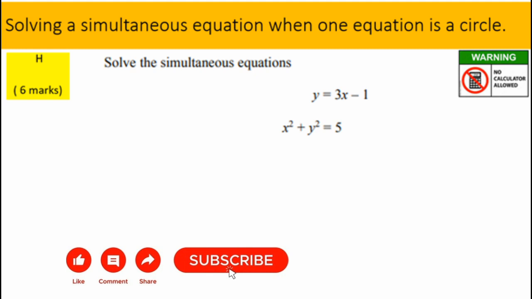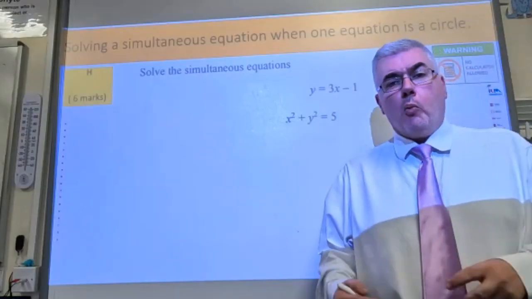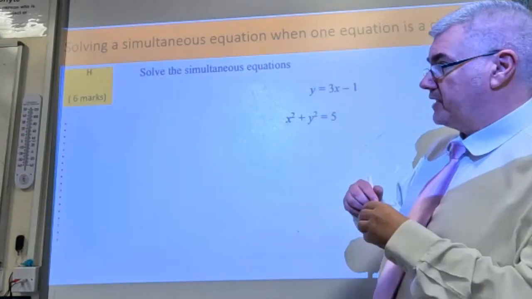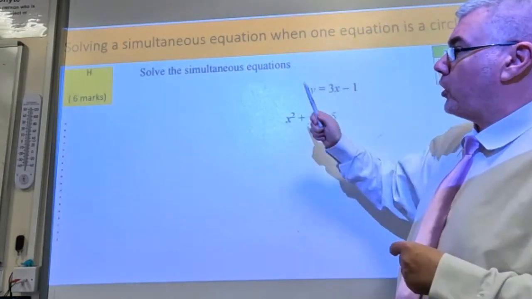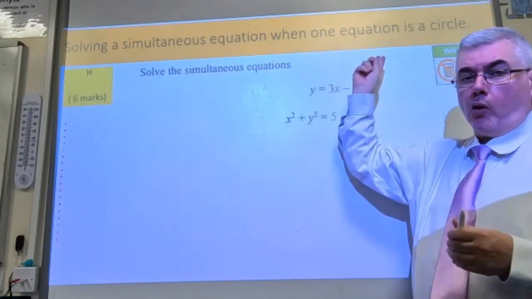Give this a go. Pause the video when you're ready. We really are at the top end of GCSE now. Higher topic only, worth 6 marks. Solve the simultaneous equations when one of them is a circle.